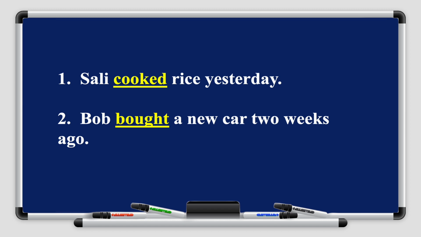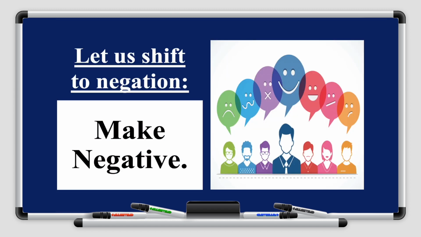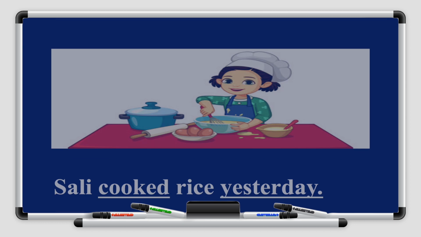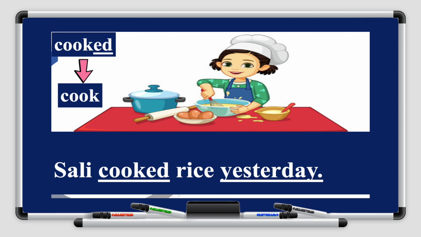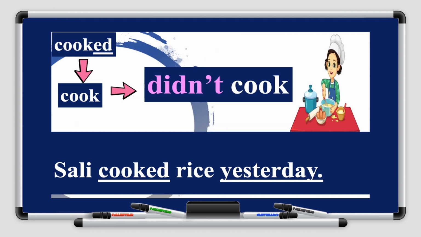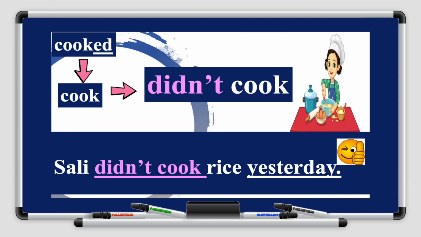Now this is an affirmative sentence. Let's change it into a negative sentence. Sally cooked rice yesterday. First, we're going to change the verb from the past tense into its root form. So we're going to change cooked into cook. And then we're going to add didn't before the verb. Did not cook. Sally did not cook rice yesterday.